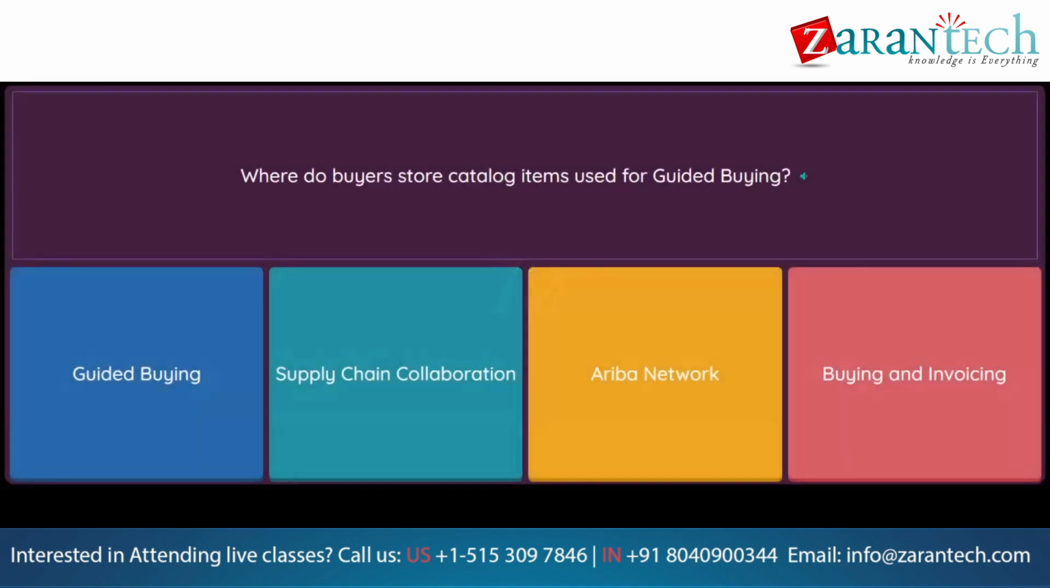Question: where do buyers store catalog items used for guided buying? Option 1: guided buying. Option 2: supply chain collaboration. Option 3: Ariba Network. Option 4: buying and invoicing.